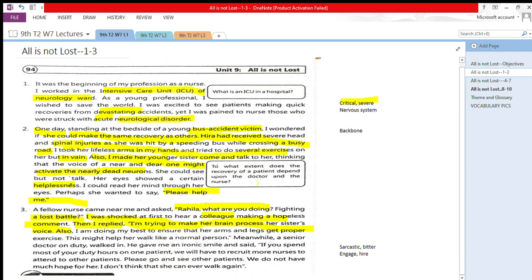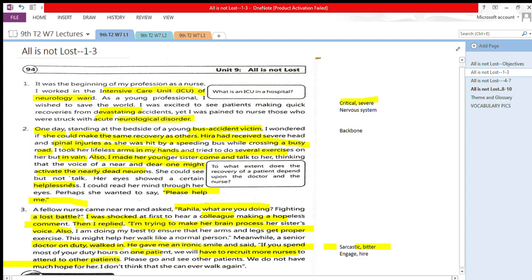Meanwhile, a senior doctor on duty walked in. Now, before she was disturbed by the comments of her fellow nurse, and now a senior doctor comes, and what is his approach? He gave me an ironic smile. Ironic smile means sarcastic or bitter smile. And what he said, if you spend most of your duty hours on one patient, we will have to recruit more nurses to attend to other patients. What he says is that if you spend most of your time on one patient, it means we have to engage more nurses, or we have to recruit or hire more nurses.